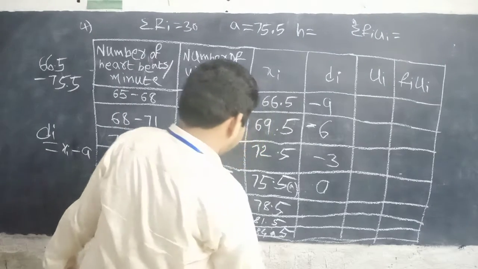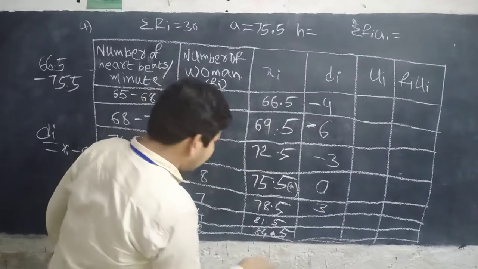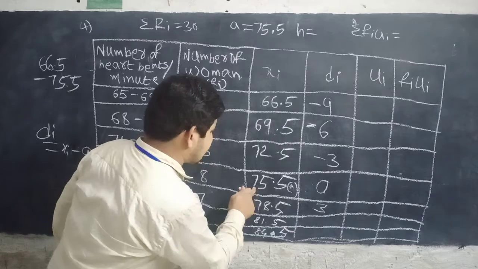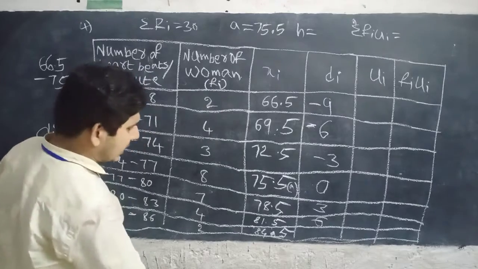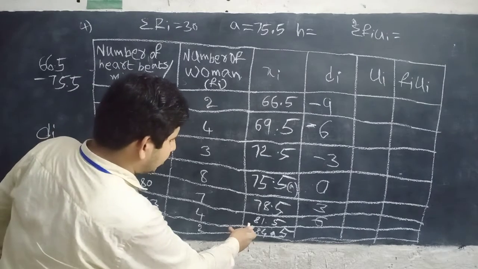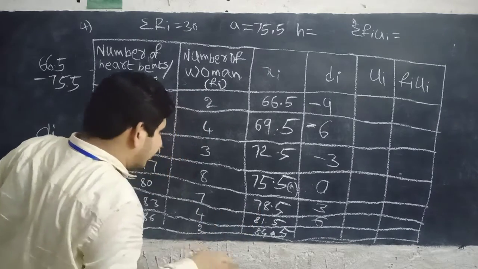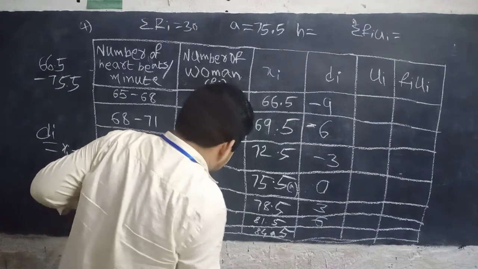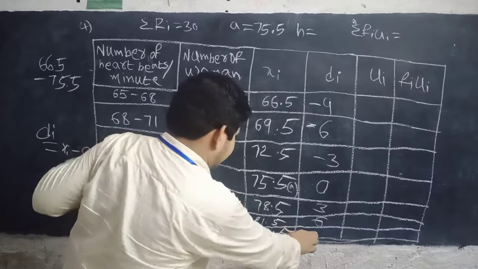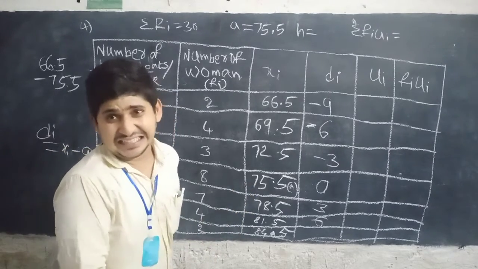Okay? Now 78.5 minus 75.5 is 3. Okay? 81.5 minus 75.5 is 6. Okay? 84.5 minus 78.5... 81.5 minus 75.5. Okay, now 84.5 minus 75.5 is 9.